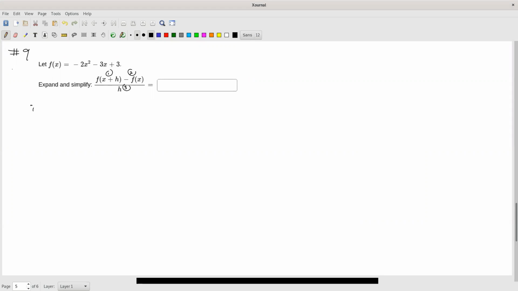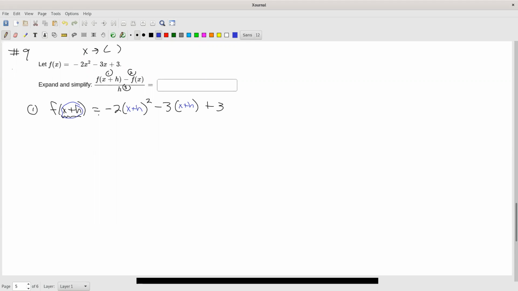So step 1, what is f of x plus h? And my recommendation to calculate that is rewrite your function, and instead of an x, you're just going to put a parentheses in its place. And then we're going to fill in that parentheses with x plus h. So I'm going to have a -2 parentheses squared minus 3 parentheses plus 3. And I fill in the parentheses with what I'm given here, the x plus h.